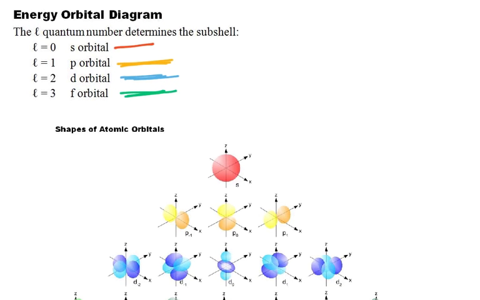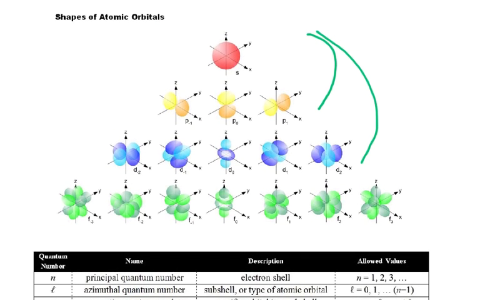So let's think about it for a second. Let's say we were on level 1. Well, level 1, n equals 1, then there's only one value for L, and that's 0. So on the first floor of our hotel, we only have one type of room. We have the s orbital. But when you get to level 2, then L could be 0 or L could be 1. So on the second floor, we can have 2s and we can have 2p. So we would have both of these kinds of orbitals on that n equals 2 level. On n equals 3, there'd be 3 possibilities. So we'd have all 3 of those, and 4 and 5 and 6.